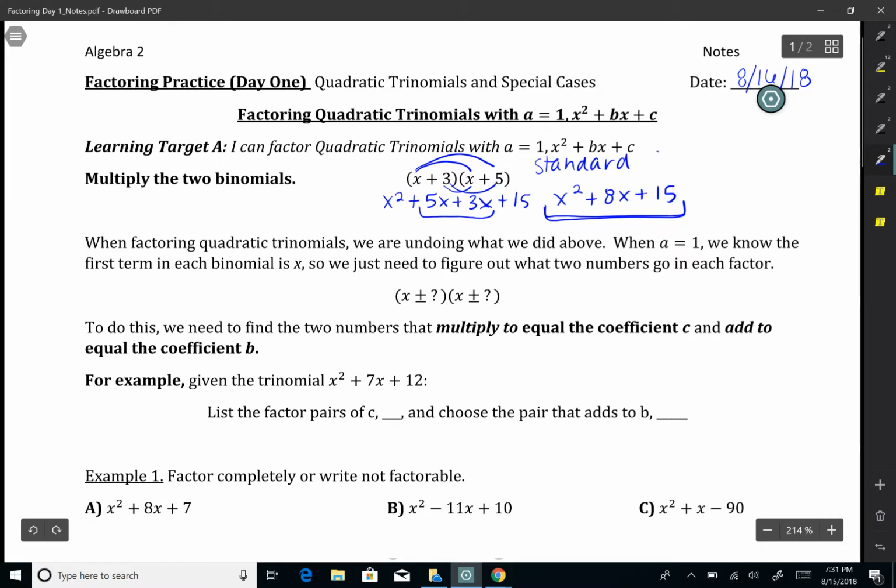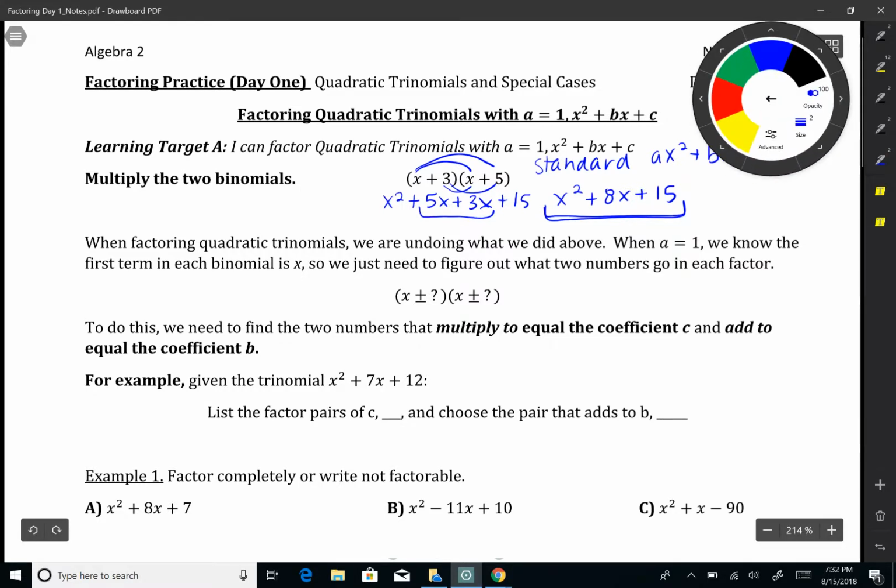And remember, standard form is ax squared plus bx plus c. So, if you didn't notice, in our learning target, it says a equals 1. Well, yes, a equals 1 in this case that we just multiplied because it just says x squared. When it just says x squared, remember there's a 1 in front of it. We don't really write that because it's implied. Then our b value is 8 and our c value is 15. Our question is, where did 8 come from and where did 15 come from?